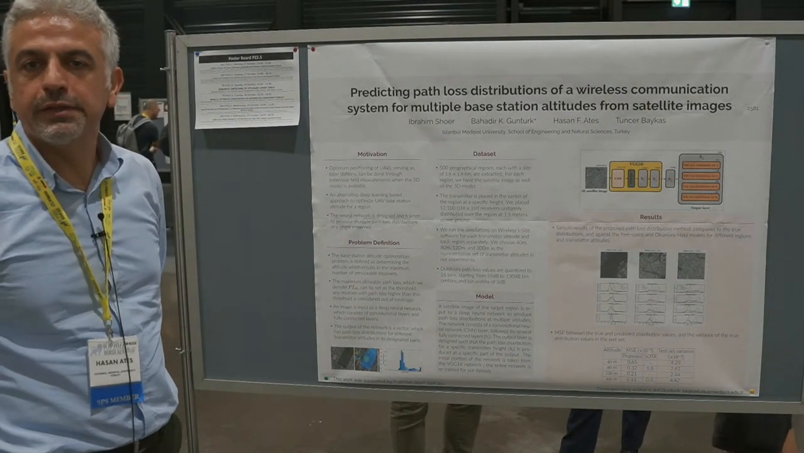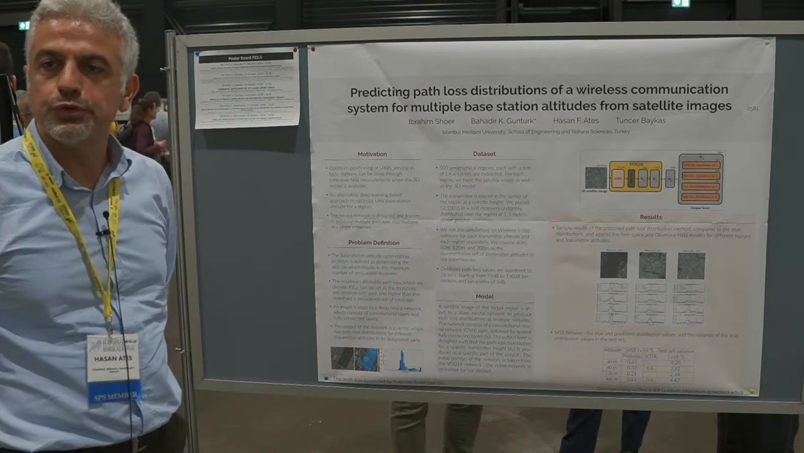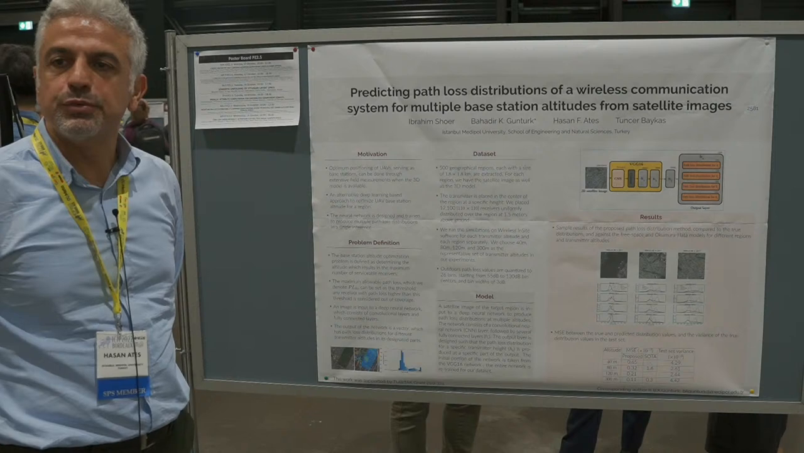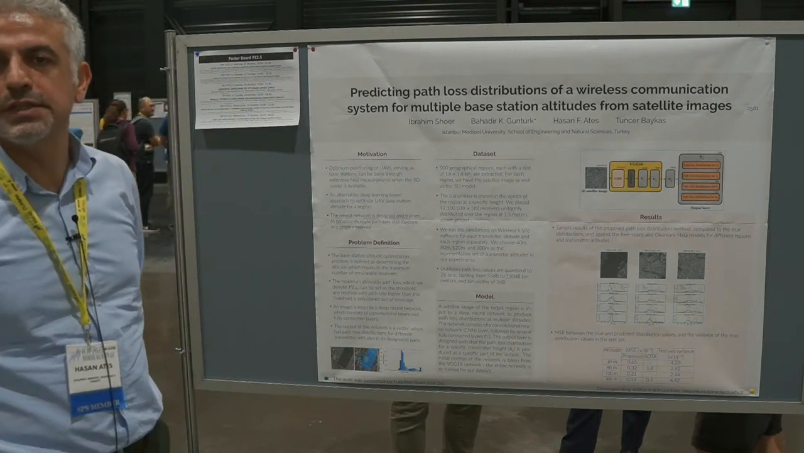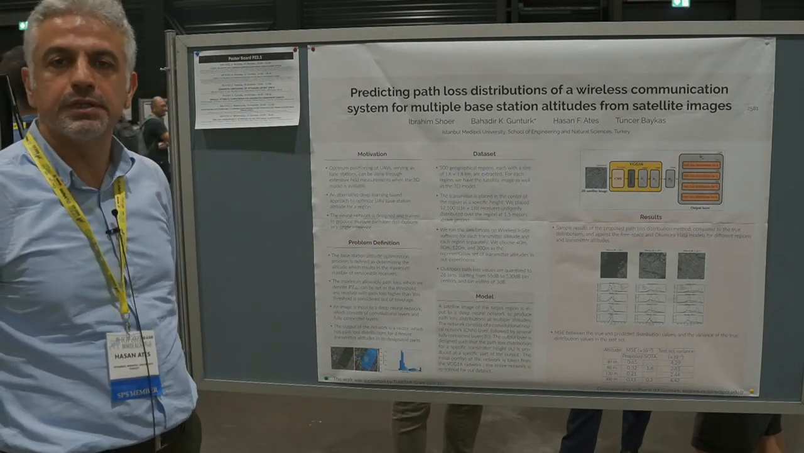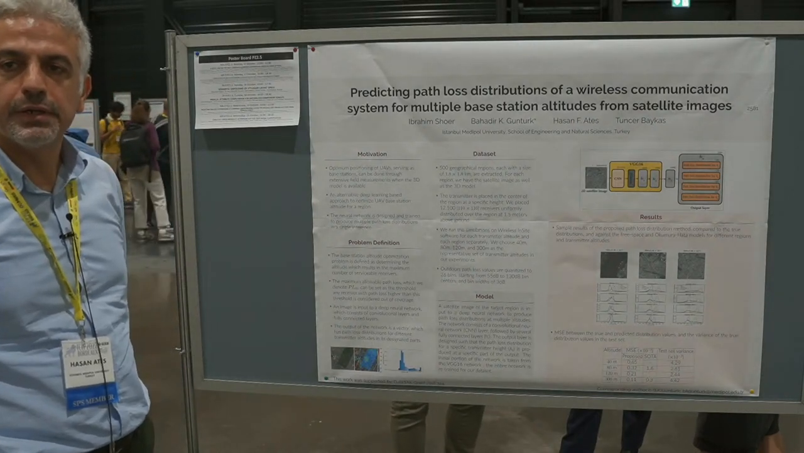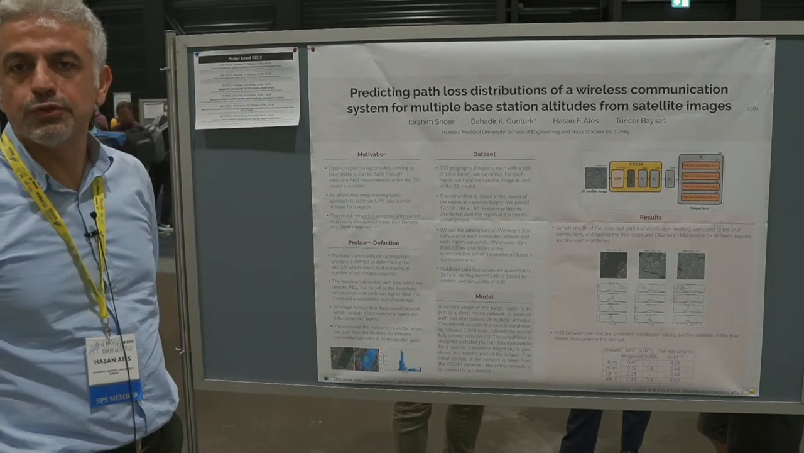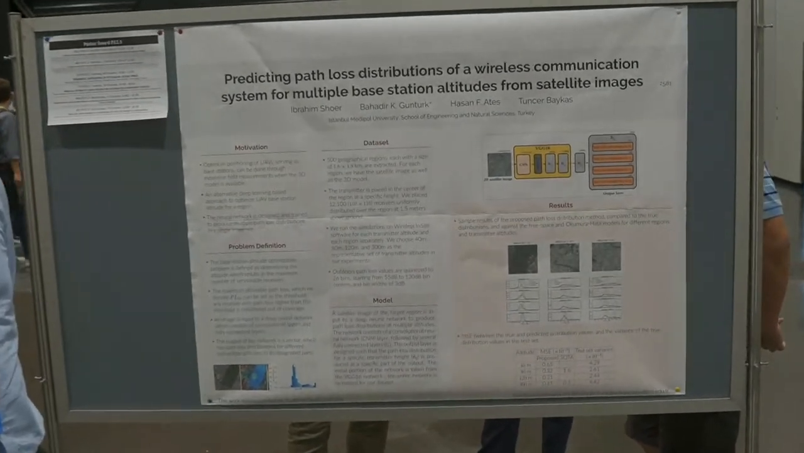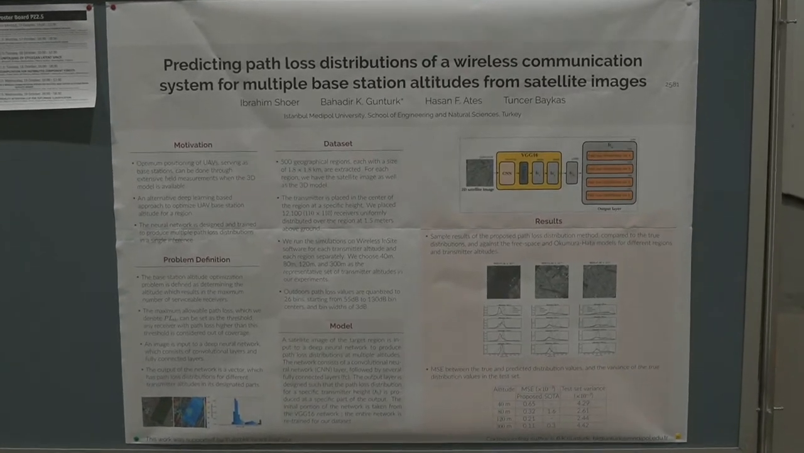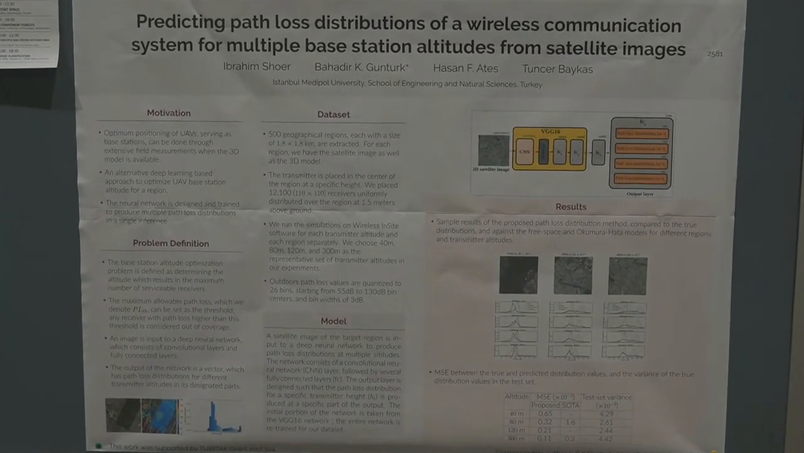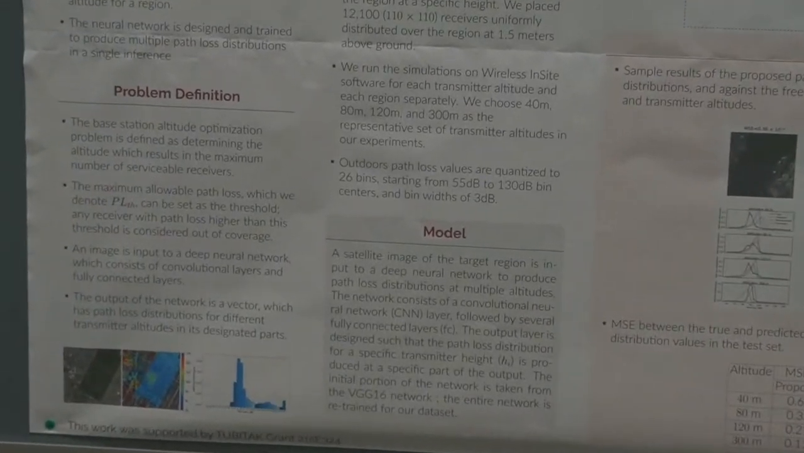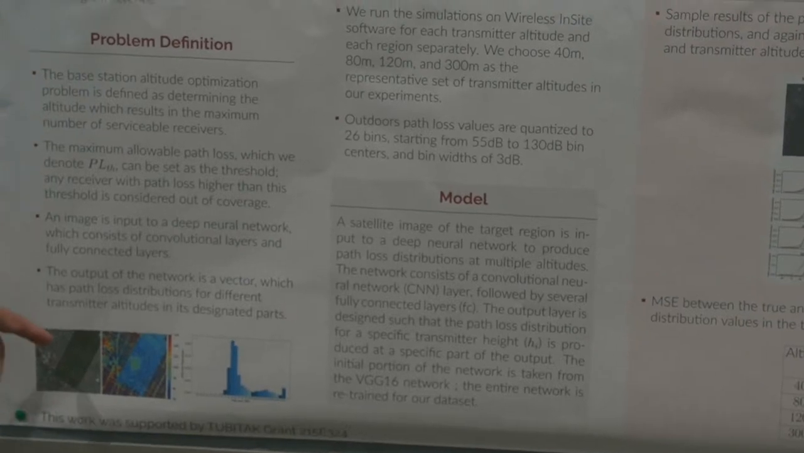So we collect path loss values at different heights of the drone, and we simulate the path loss in Wireless InSite software. We have the 3D models of the area, and Wireless InSite gives us the receiver path loss on a uniform grid, a 110 by 110 grid in an area. So we provide a path loss heat map for the given geographical area.